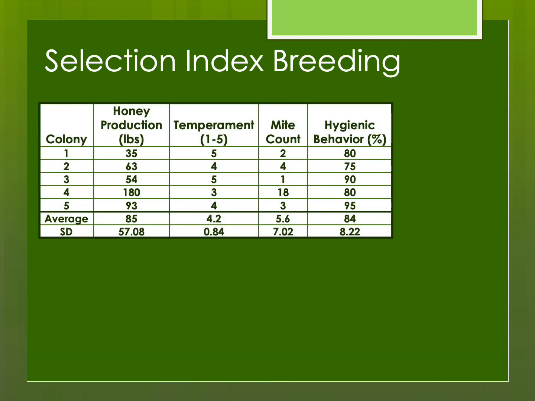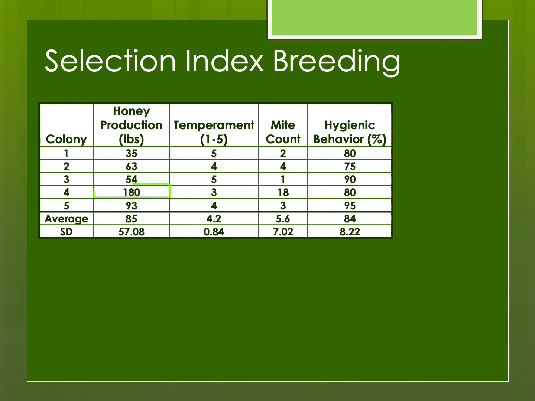This is just an oversimplified little spreadsheet to show you what I'm talking about. There are 5 colonies, and obviously in a breeding program you'd have many more than this. This is a breeding program that's selecting for honey production, temperament, mite count, and hygienic behavior. So honey production, obviously more is better. There's temperament and there's mite count. Obviously with mite count, lower is better. Hygienic behavior would be selected with, say, nitrogen killed brood.